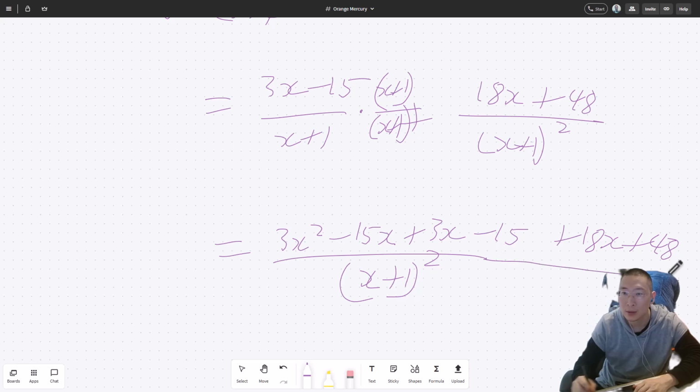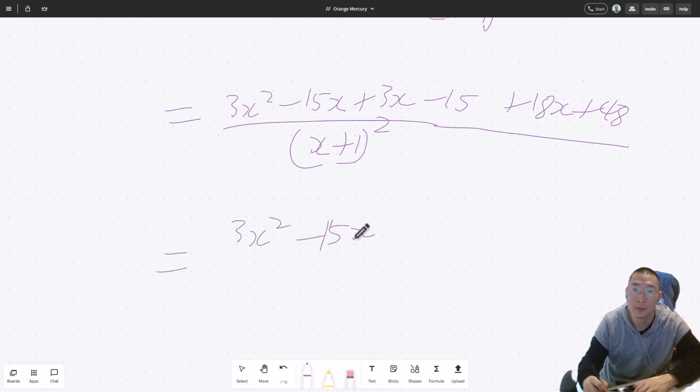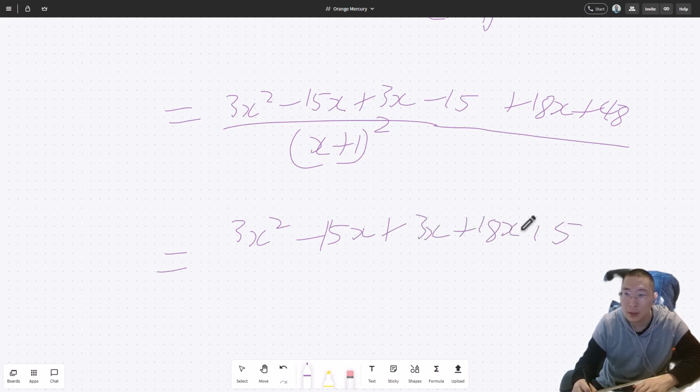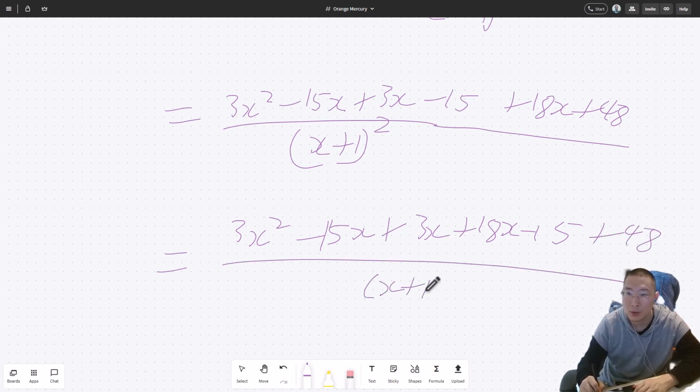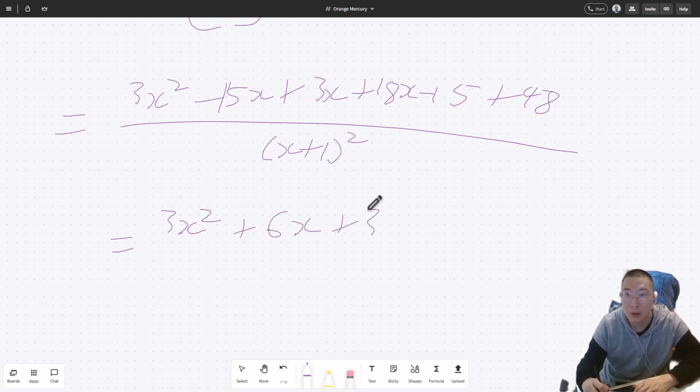So we just have to do some more algebra, and we got the final answer. And then we have 3x squared minus 15x. Let's just bring the like terms together. Plus 3x plus 18x minus 15 plus 48, and that all over x plus 1 squared. That becomes 3x squared, minus 15 plus 3x is minus 12x. Minus 12 plus 18 is plus 6x. Okay, and then minus 15 plus 48 is plus 33, all over x plus 1 squared.